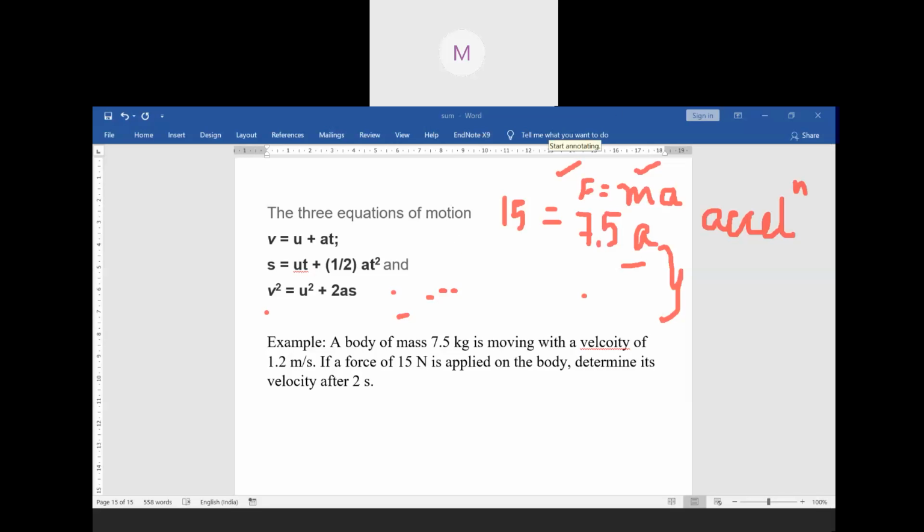15 divided by 7.5 is what? A, na? So what will be the value of A? 2. Very good. So the A value will be 2, na?